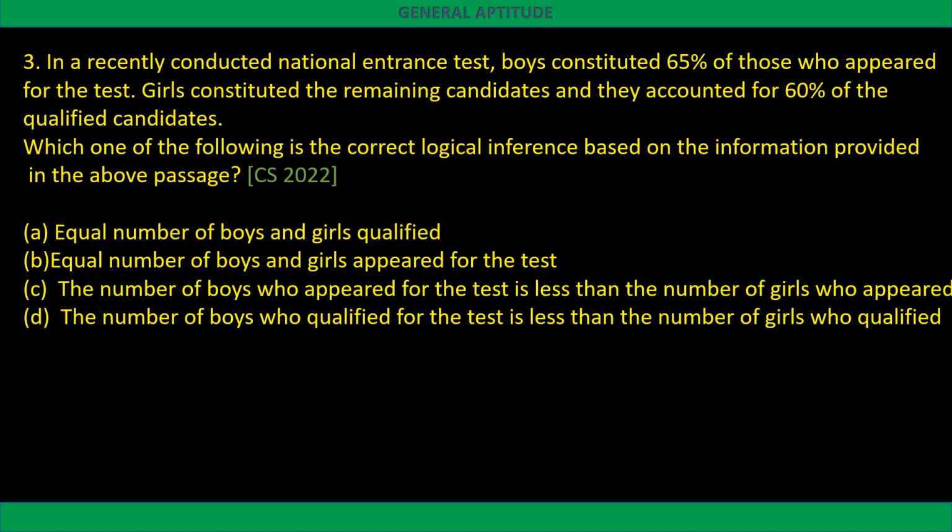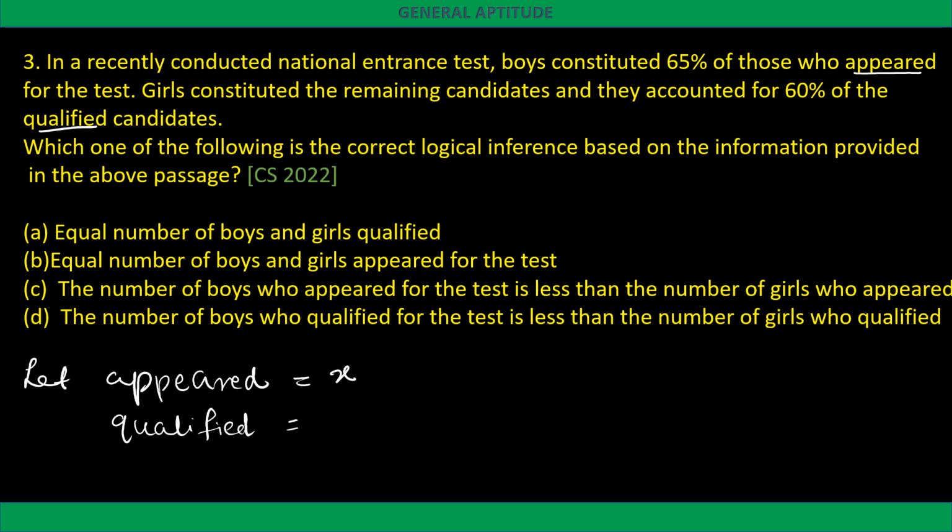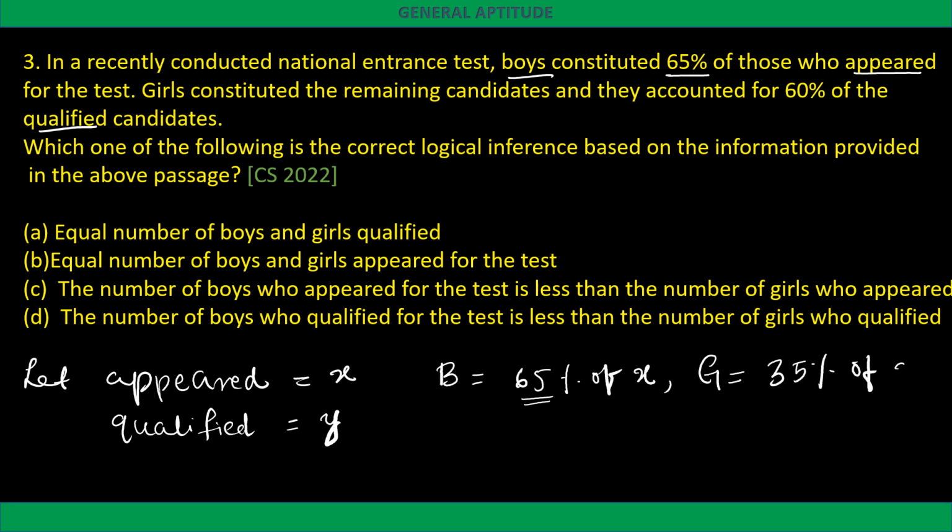Okay, it is said that there are the appeared students and the qualified students. Let the appeared candidates be X, and the qualified candidates be Y. Now the boys constituted 65% of the appeared candidates. The boys is equal to 65% of the appeared, appeared is X, so 65% of X. So from this we get that girls is equal to the remaining percentage, that is 35% of X. This is the appeared candidates, boys and girls.